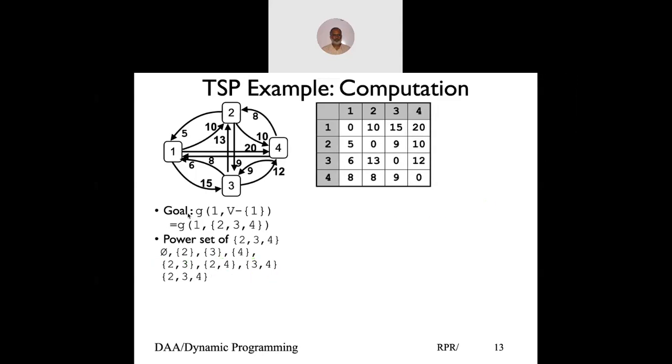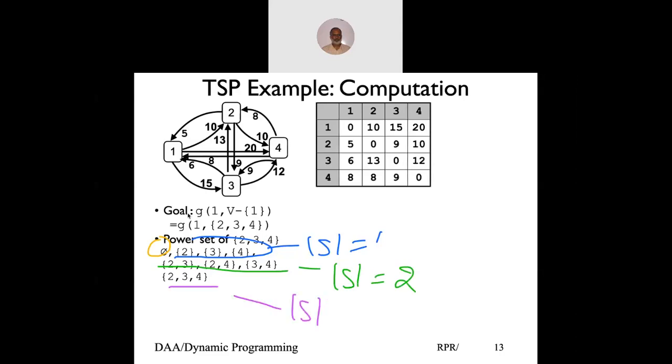So we basically get the power set. Now look at our empty set. This is my empty set, with size S equal to 0. These are sets of size S equal to 1. These 3 are sets of size S equal to 2. And this is the set of size S equal to 3. So we'll start solving first for sets of size 0, then sets of size 1, size 2, size 3, and then we'll proceed.